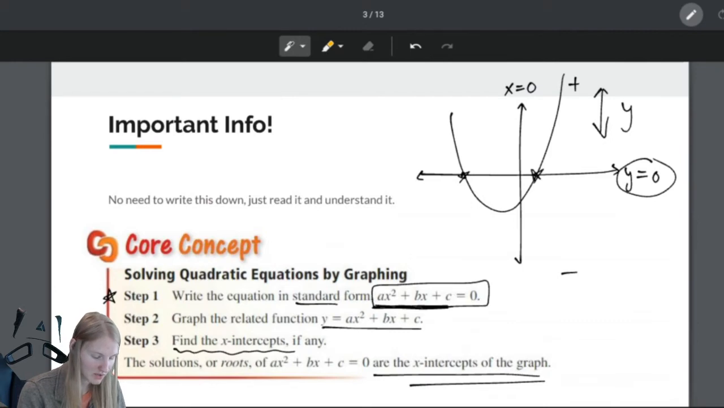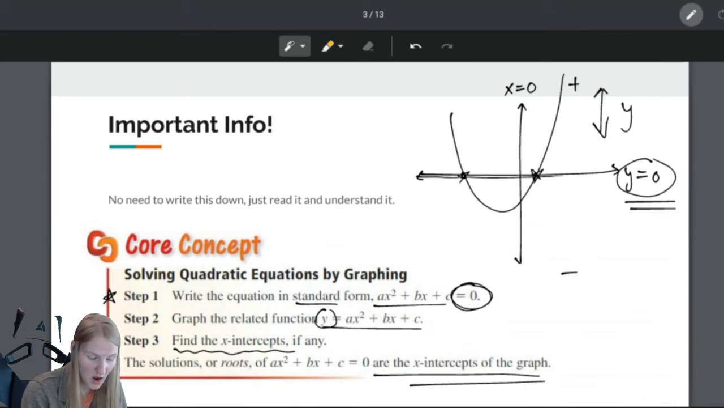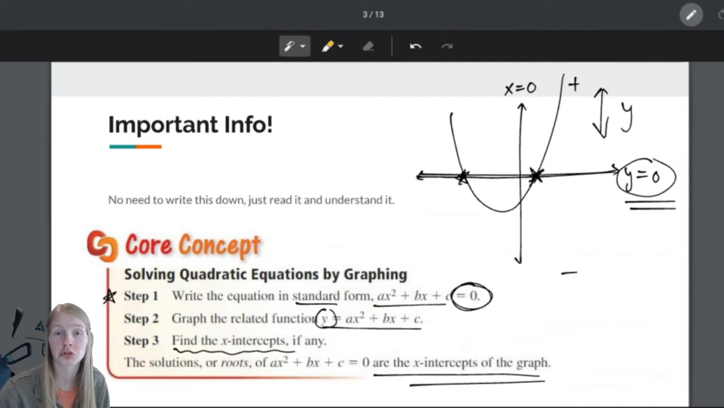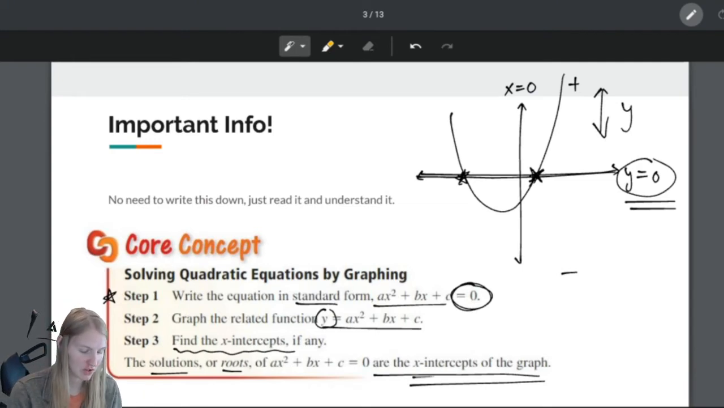So what this equation says is, when is this function equal to 0? Where is y equal to 0? Well, y is equal to 0 on the x-axis. So wherever the graph hits the x-axis, those are our solutions. We call the solutions roots of the equation. So solutions, roots, x-intercepts, all the same thing.